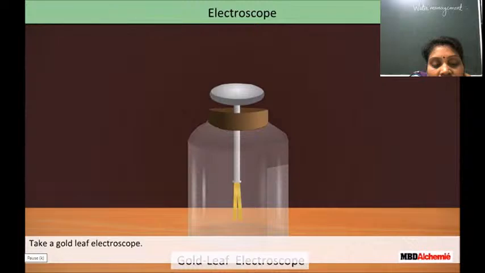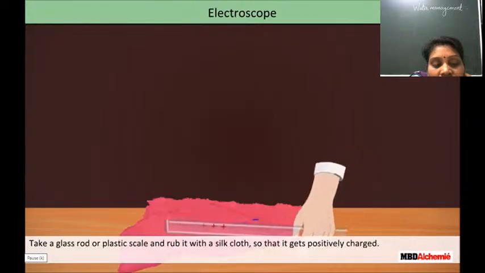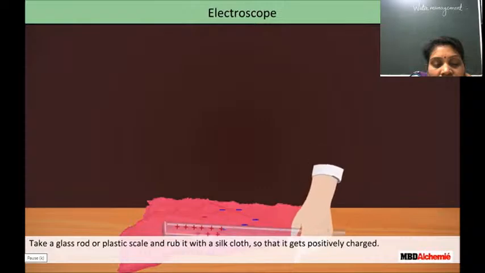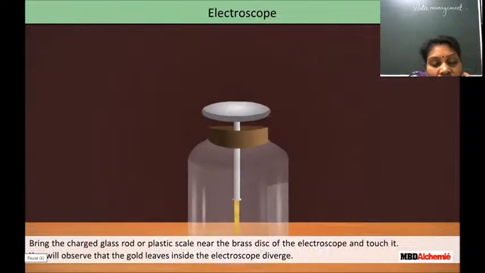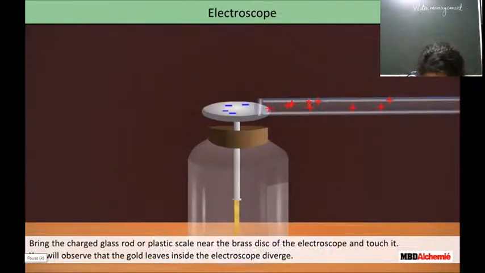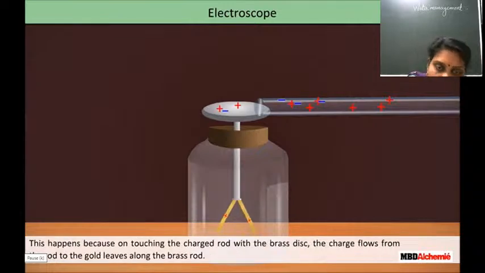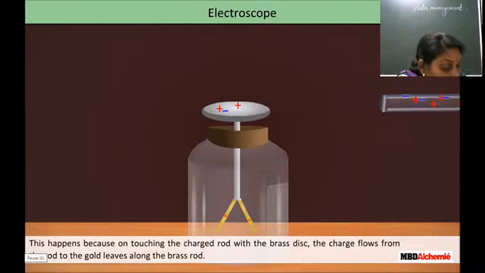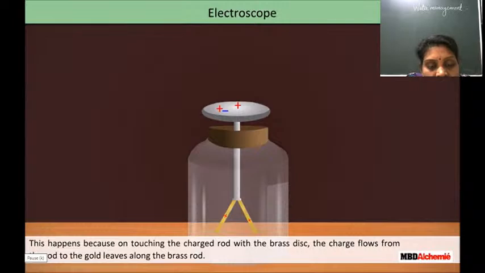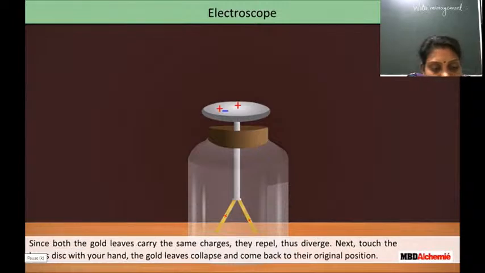Electroscope. Take a gold leaf electroscope. Take a glass rod or plastic scale and rub it with a silk cloth so that it gets positively charged. Bring the charged glass rod or plastic scale near the brass disc of the electroscope and touch it. You will observe that the gold leaves inside the electroscope diverge. This happens because on touching the charged rod with the brass disc, the charge flows from the rod to the gold leaves along the brass rod. Since both the gold leaves carry the same charges, they will thus diverge.